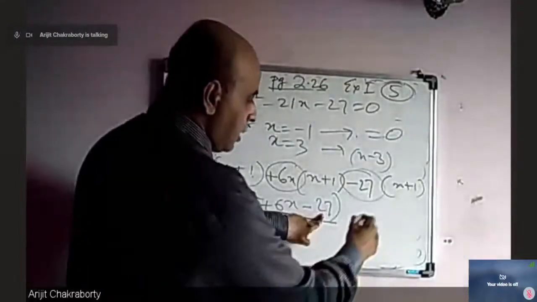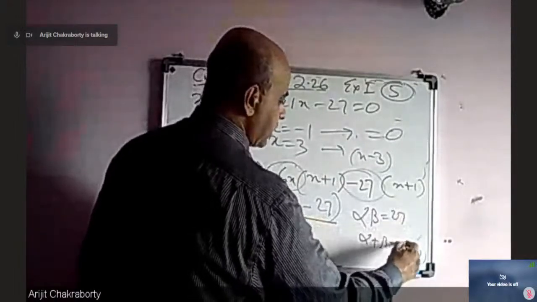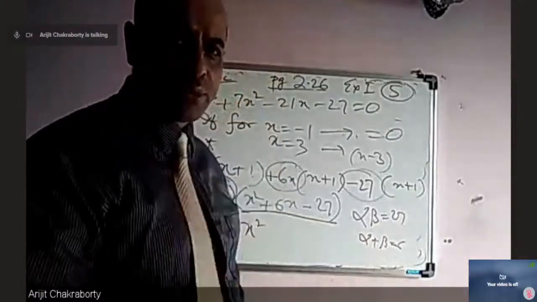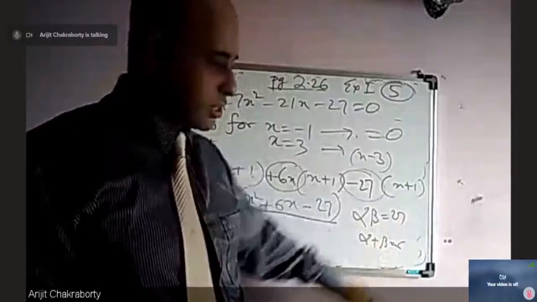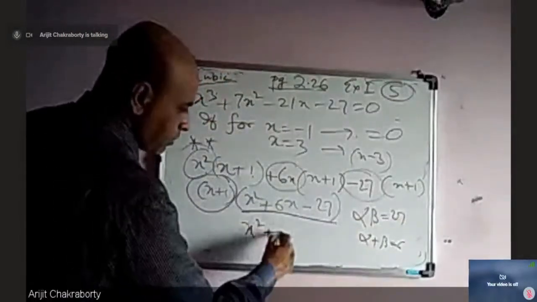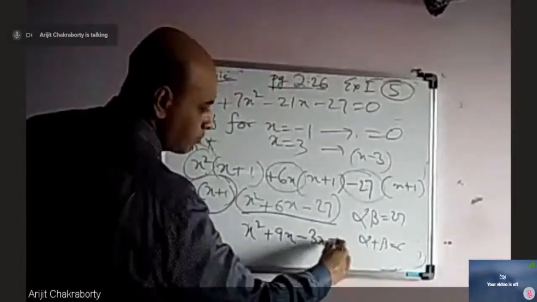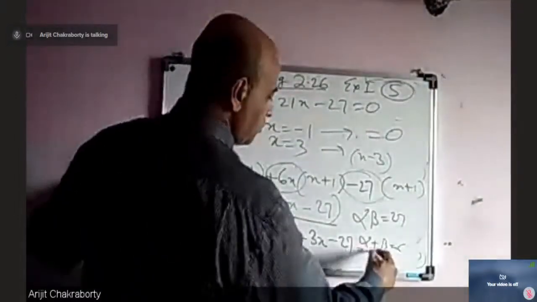So you have to break up 27 as alpha, beta, where alpha plus beta is 6. How to get it? Simple. 9 into 3, 9 3s are 27, and 9 minus 3 is 6. So we break it like this: x square plus 9x minus 3x minus 27. This is equal to 0.